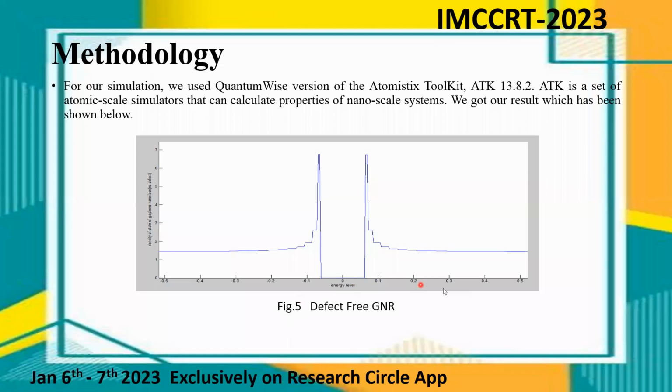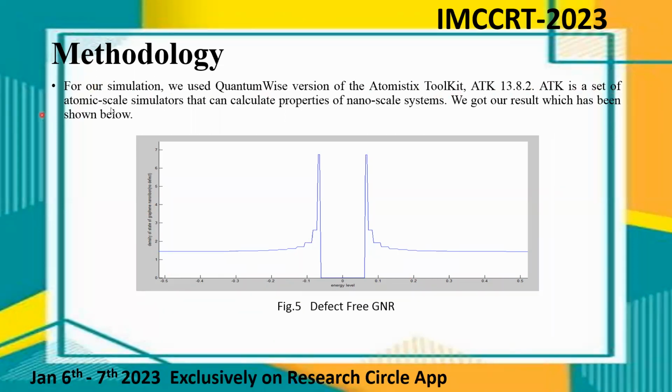In this curve, the x-axis values are the energy level of graphene, and the y-axis values are the density of states of the defected graphene nanoribbon. The values of the energy level and the density of states, which is DOS, have been generated in Virtual NanoLab. For our simulation, we used the QuantumWise version of Atomistix Toolkit, ATK 13.8.2.